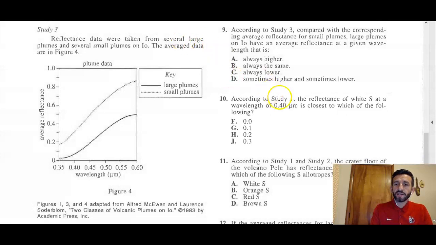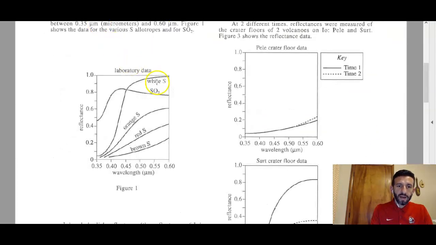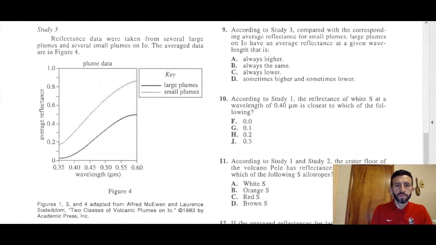So I'm looking at study 1, YS, and then 0.40. So let's look at study 1. I'm going to look at YS, and then 0.40 is going to be like around here. So my reflectance should be close to 0.2. So letter H is my answer.